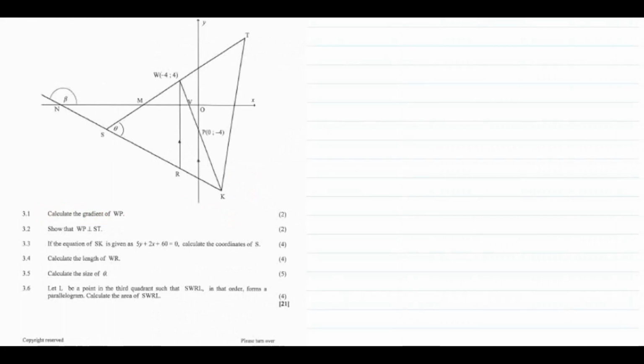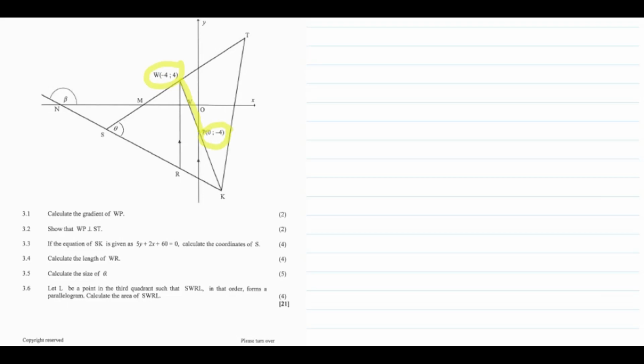Alright, so which line is our line WP? So basically what you're supposed to do is highlight that line so that you see what you're working with. Right? So that is our line WP there, right? And we need to basically calculate the gradient of WP. What do we see? We see that we are given the coordinates of W, and we also see that we are given the coordinates of P, right? So that just makes it super easy to calculate the gradient of WP, right?